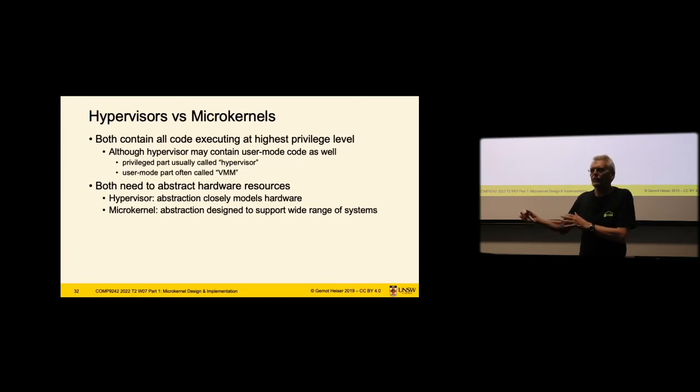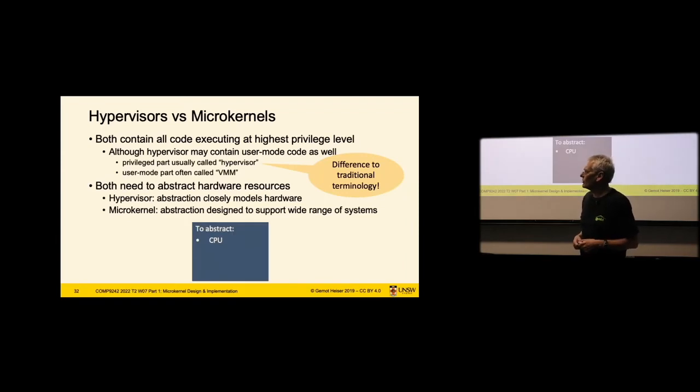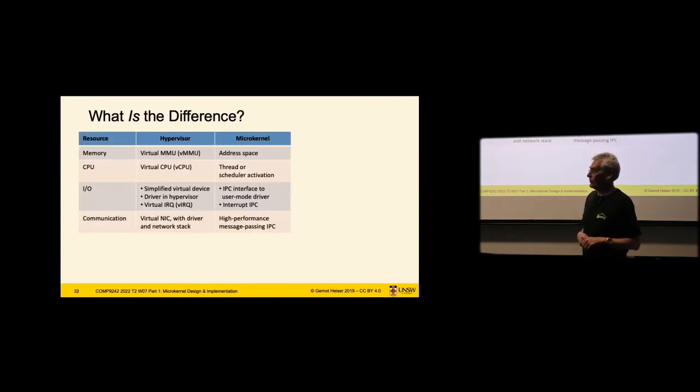Whereas a microkernel, as you've seen, has somewhat different abstractions, although in seL4 we got way closer to the actual hardware abstractions than in earlier L4 kernels. Terminology has changed a bit. In the past, everything doing virtualization was called a hypervisor. These days, we distinguish between the hypervisor, that's a privileged thing, and the VMM that might be unprivileged. But in the end, they have to abstract CPU, memory, I/O, and communication. And the difference between hypervisors and microkernels is really how they represent those abstractions.